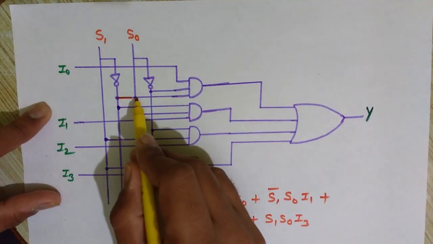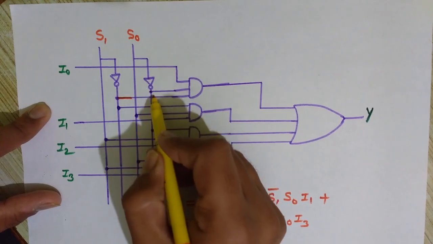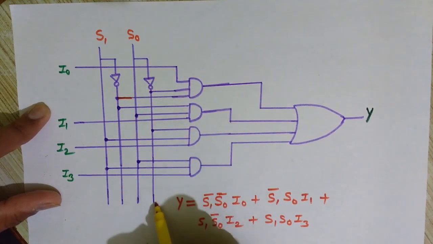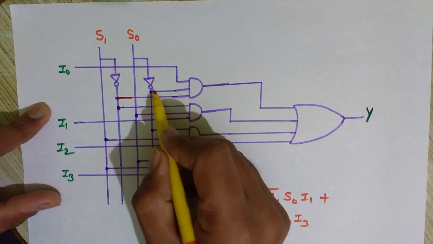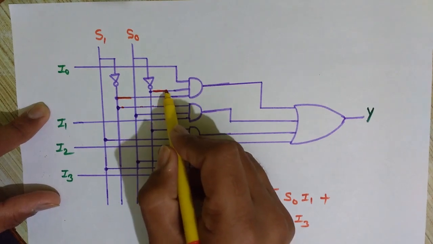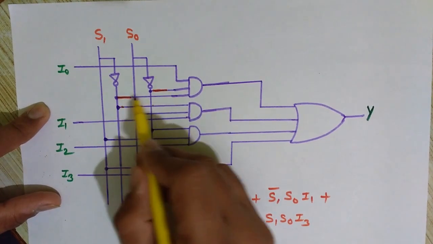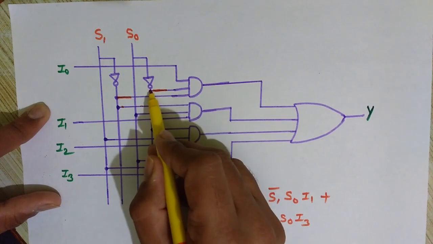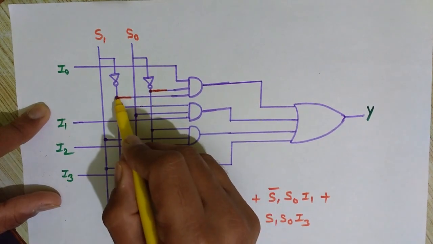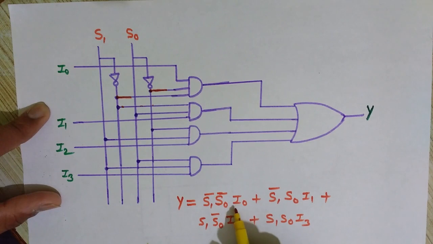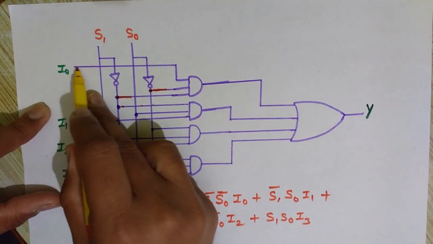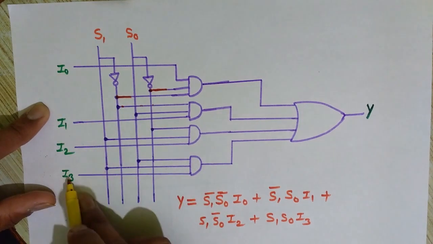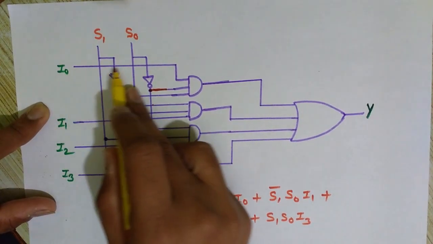So where is S0 bar? This is the line of S0 bar, this vertical line. Look at this. This is S0 bar, and S1 bar. From this point, S0 bar. This is S1 bar. And the third input is I0, which I have given from this. These are the inputs. So this is I0.